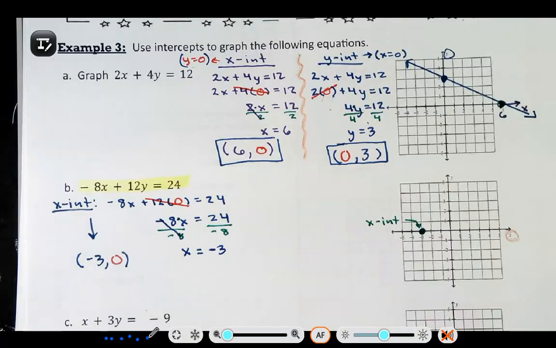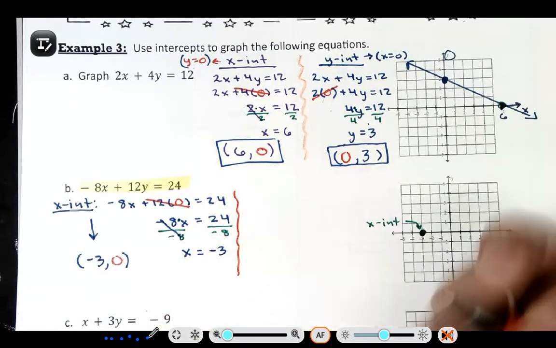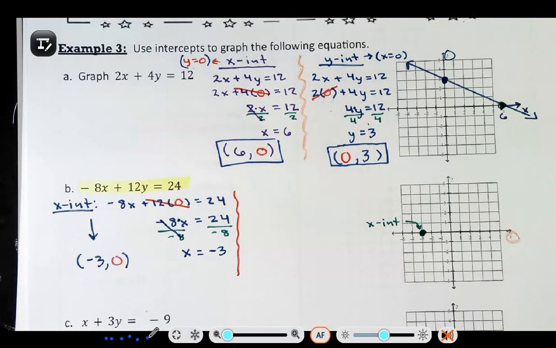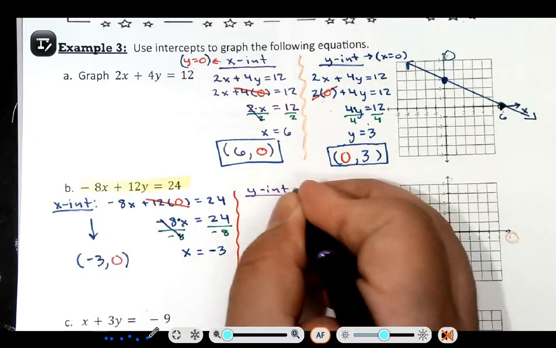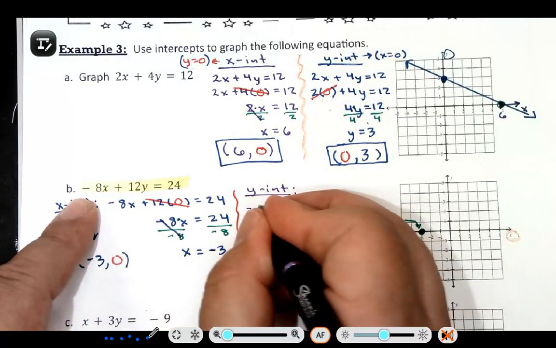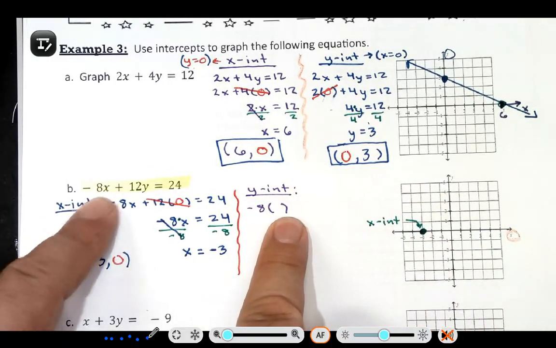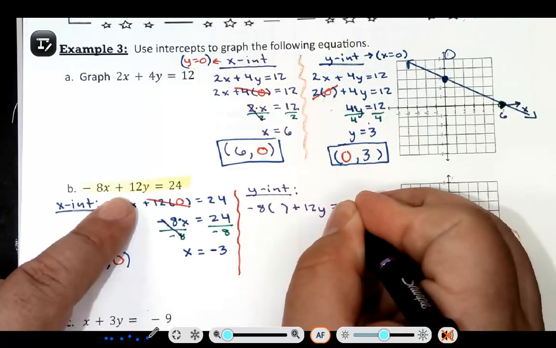All right, well, we found the x-intercept, so now let's take a moment and find the y-intercept. But again, we're using the exact same equation. So when I do my y-intercept, see, here we go. So y-intercept, all I'm going to do is make the x equal to 0. So it's -8. I don't want the x. I'm looking for a y. Notice that's why I left the x blank. Plus 12y is equal to 24.